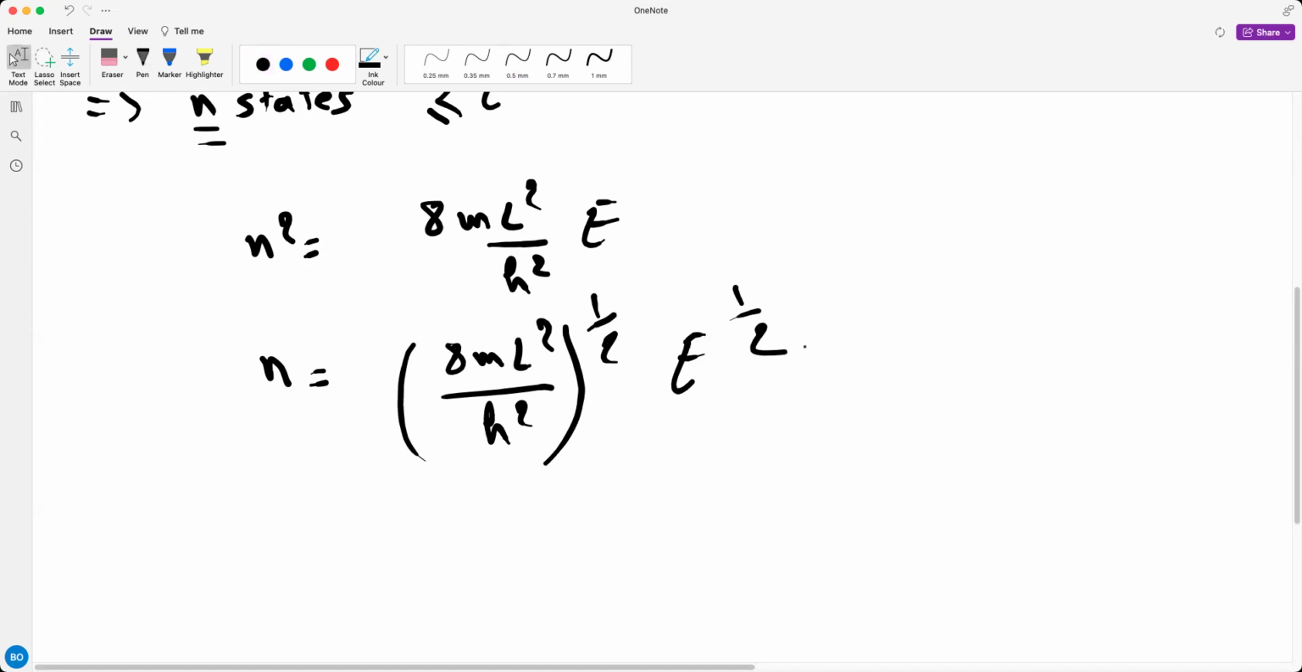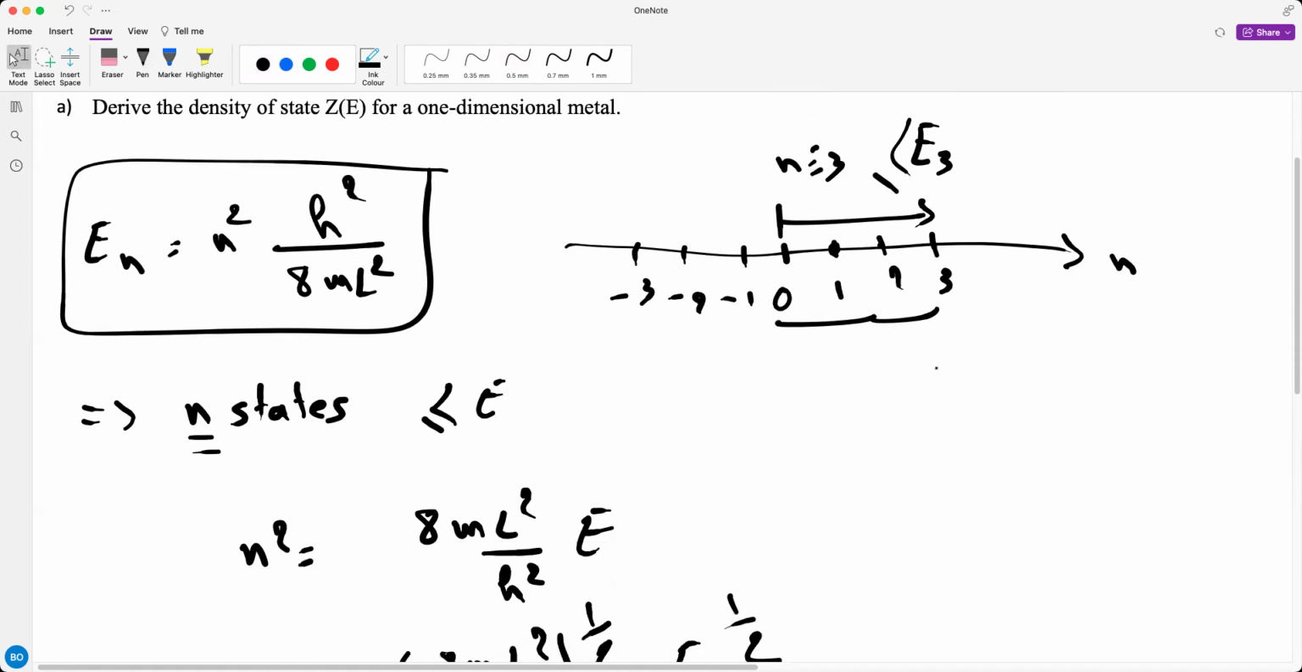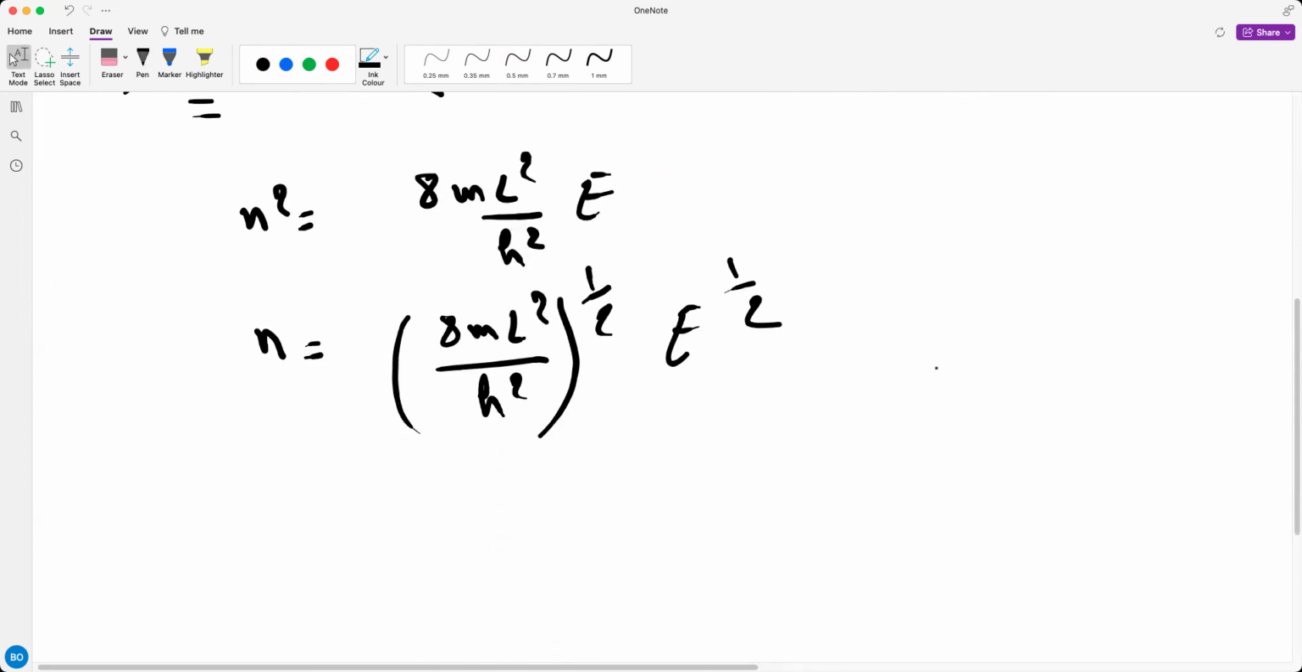As I mentioned here, if we want to count the number of energy states that have an energy less than E3, for example, we know that it's 3: 1, 2, 3. Okay. So now, what do we want?